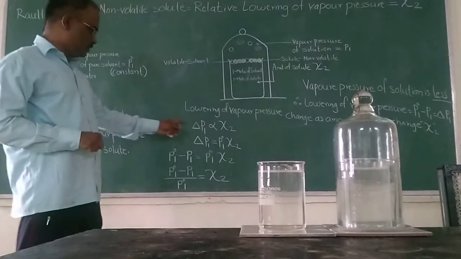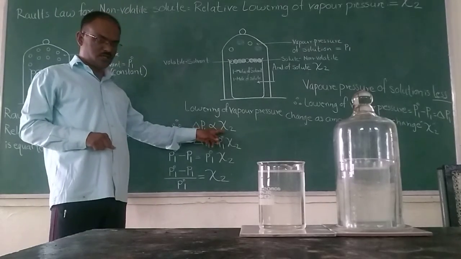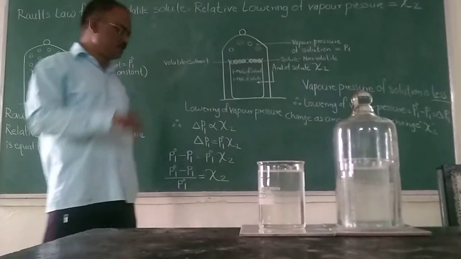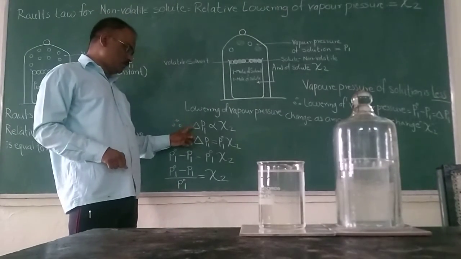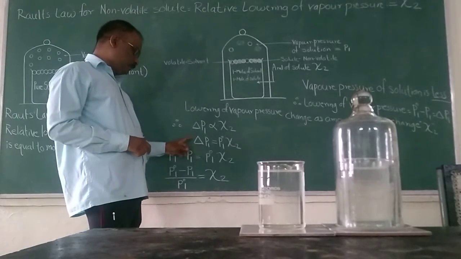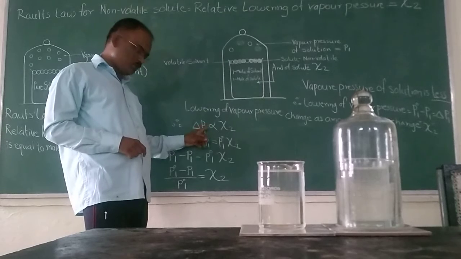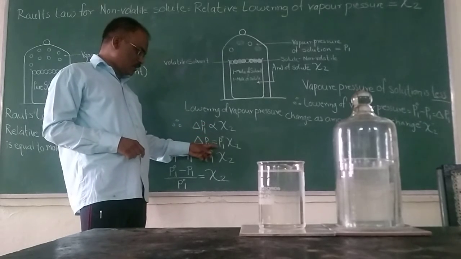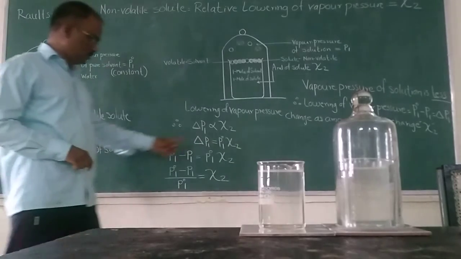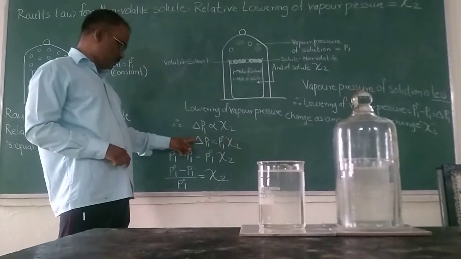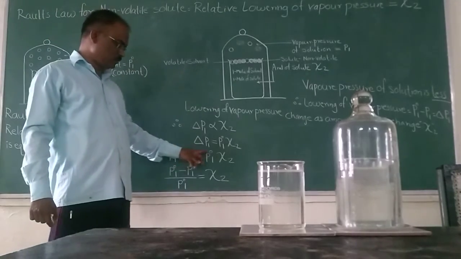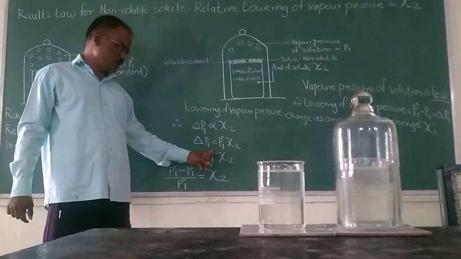So the lowering of vapor pressure is proportional to what? It is proportional to the mole fraction of the solute which I have added here. So the lowering of vapor pressure is directly proportional to the mole fraction of the solute. Therefore I will remove the proportionality sign and add the equal to and the constant of proportionality. The constant here is P01. So substituting for delta P1, the lowering of vapor pressure, P01 minus P1 is equal to P01 X2.